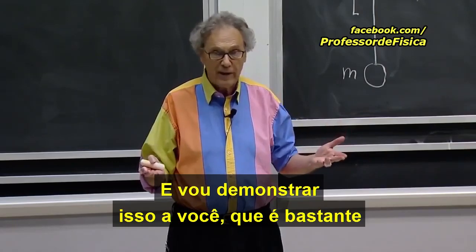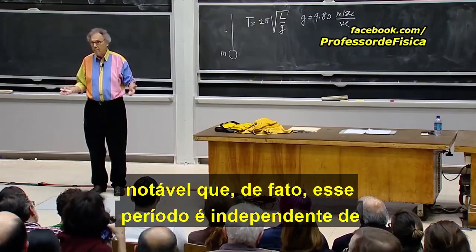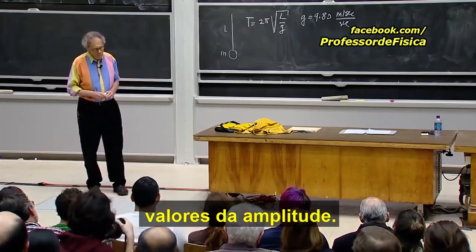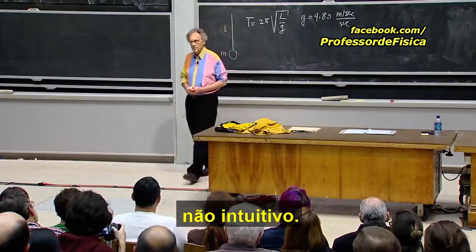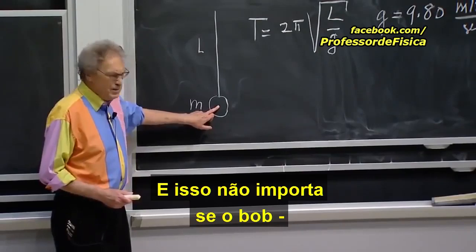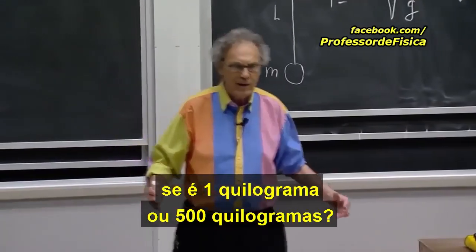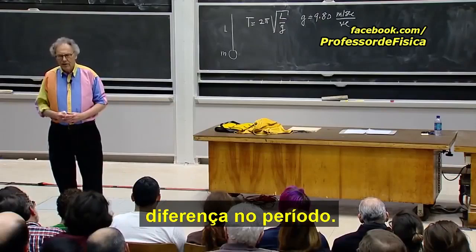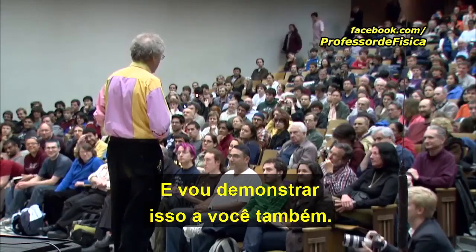And I'm going to demonstrate that to you, that it is quite remarkable that indeed that period is independent of amplitude if you don't go to extreme values of the amplitude. There's something else in here which is even more non-intuitive. And that is, doesn't it matter whether the bob, we call this the bob, whether it is 1 kilogram or 500 kilograms? You would think that must make a difference in the period. But the equation says, sorry, it doesn't. And I'm going to demonstrate that to you too.